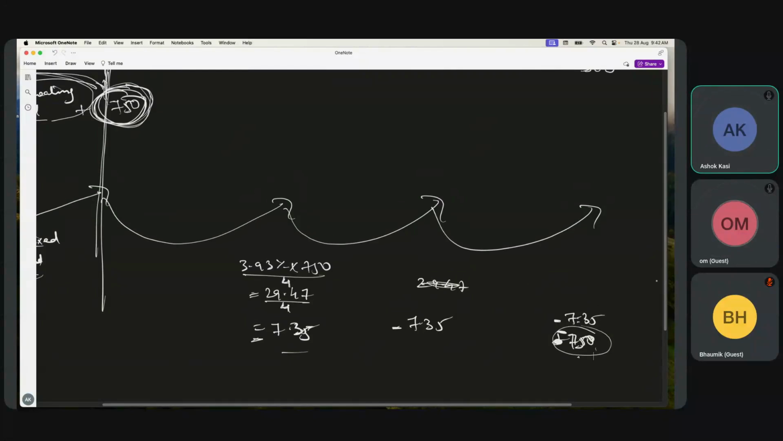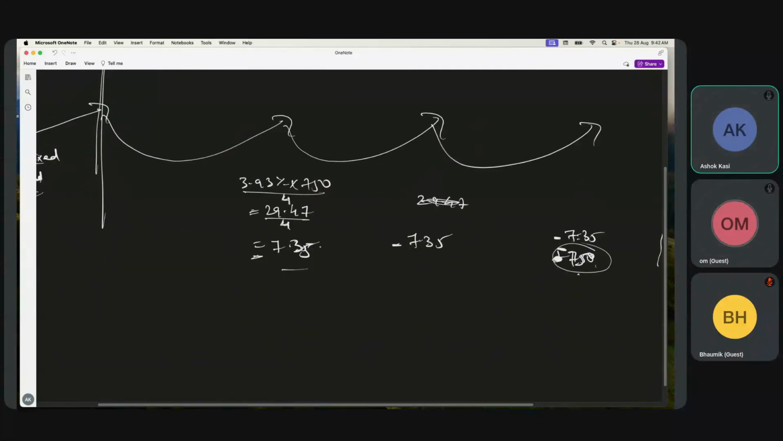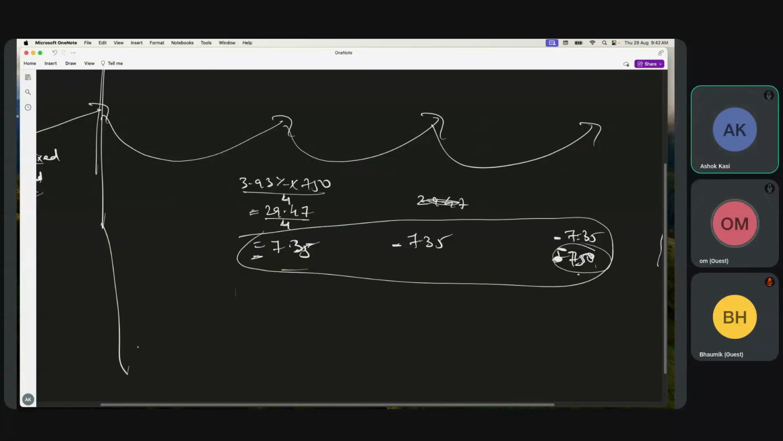Okay, so here, now how do I calculate all these amounts? The shortcut way is 7.35 into the discounting factor 1 plus discounting factor 2, discounting factor 3 plus 750 into discounting factor 3.